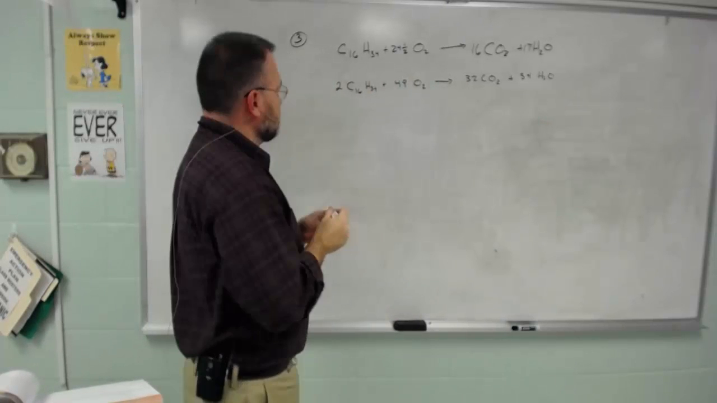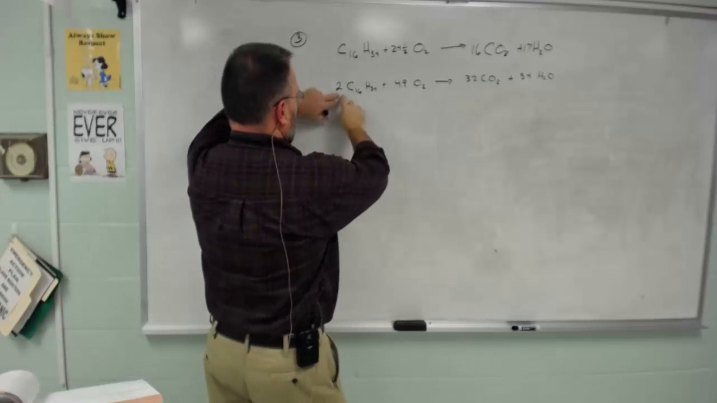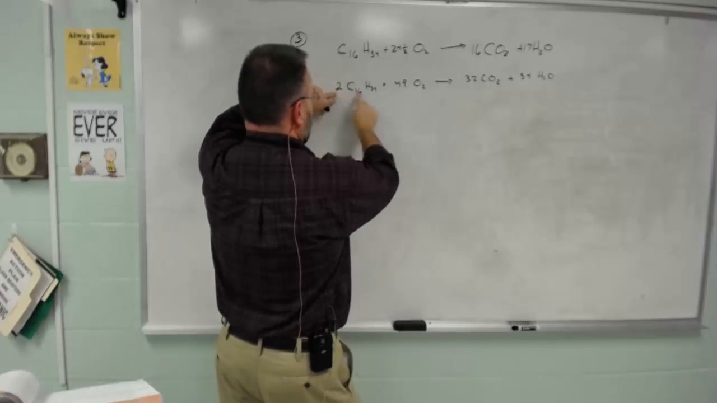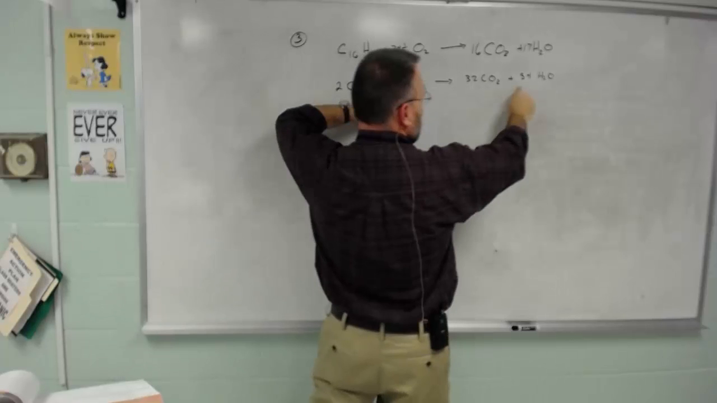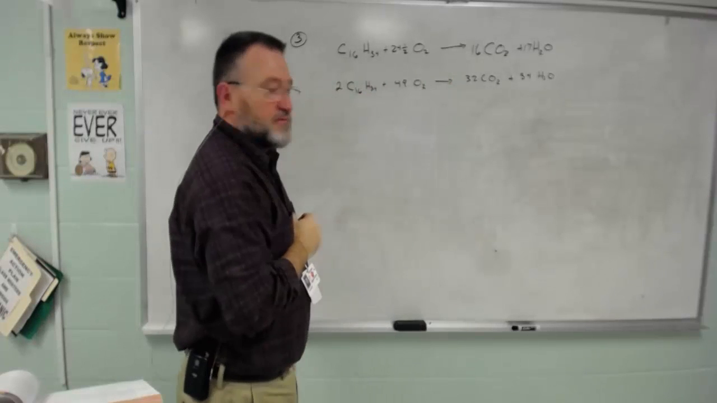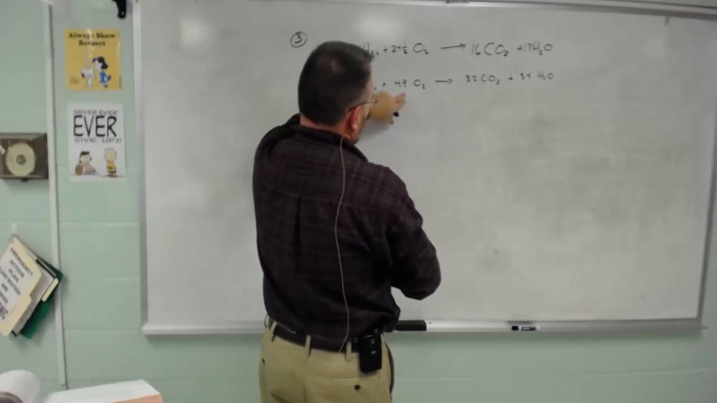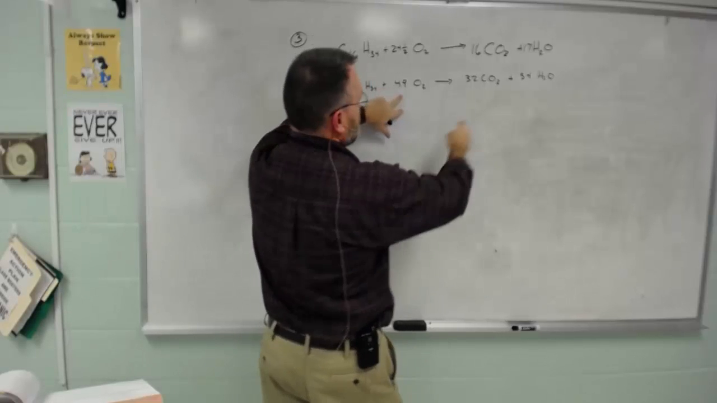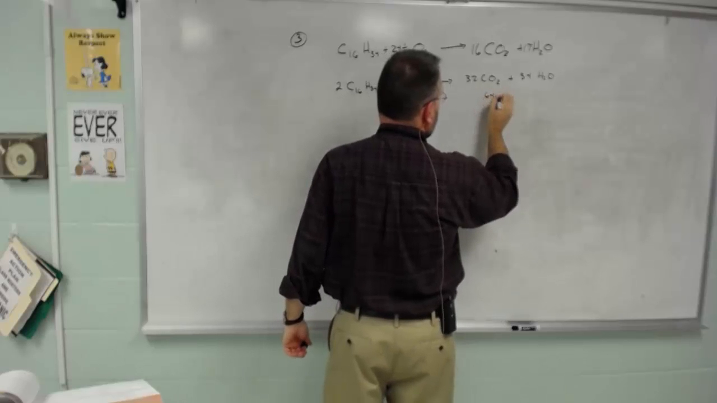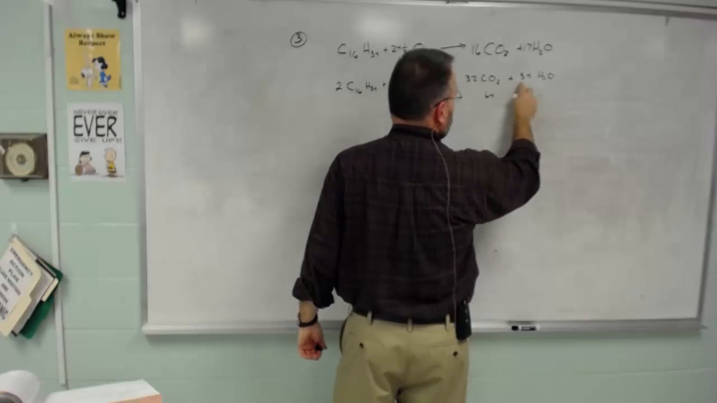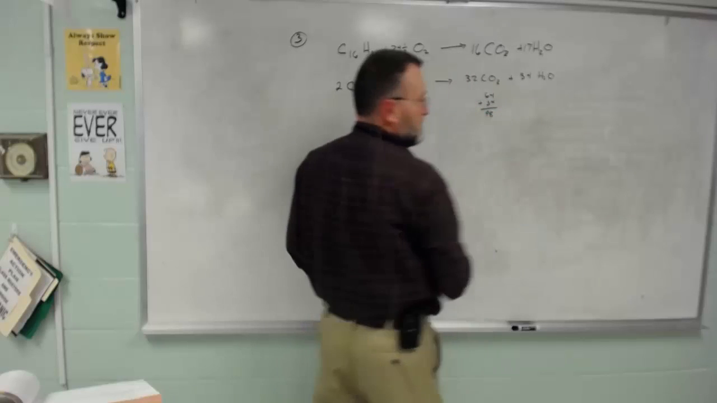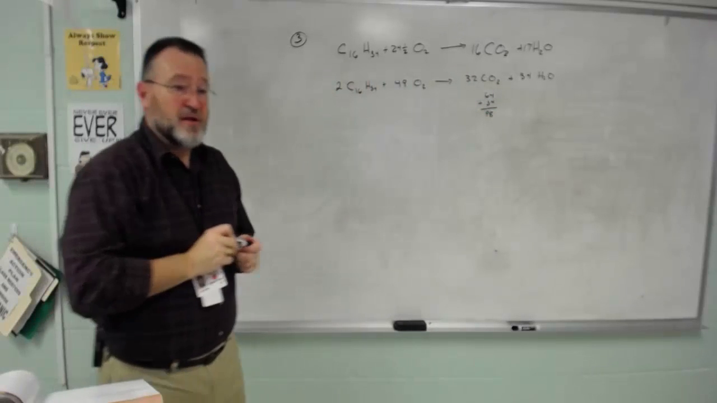Now let's check it. 2 sets of 16 is 32. 32 sets of 1 is 32. 2 sets of 34 is 68. 34 sets of 2 is 68. 49 sets of 2 is 98. Over here, I've got 32 sets of 2, which is 64. 32 sets of 2. And I have 34 sets of 1. It's 98. So my atom count is balanced.